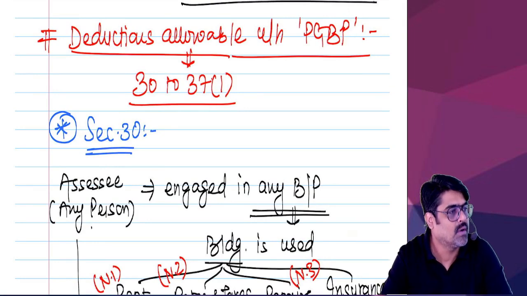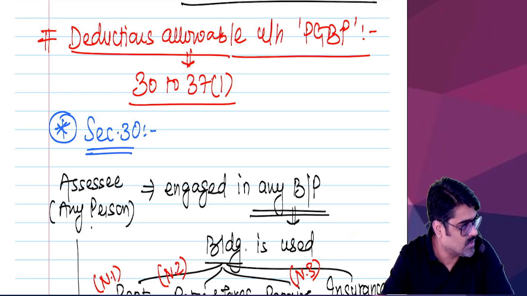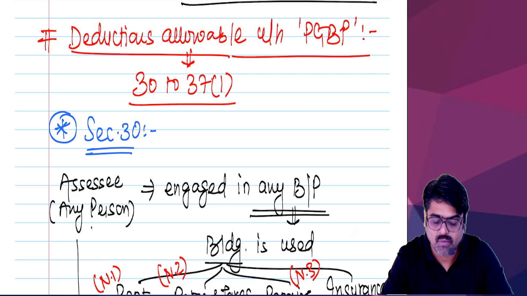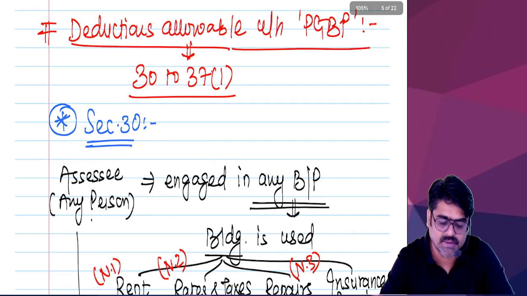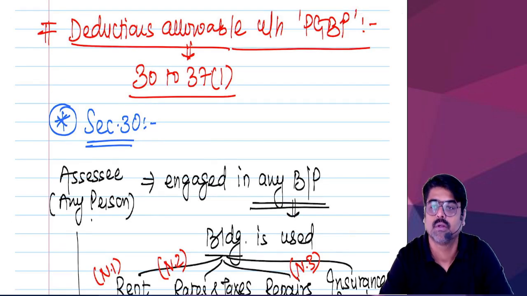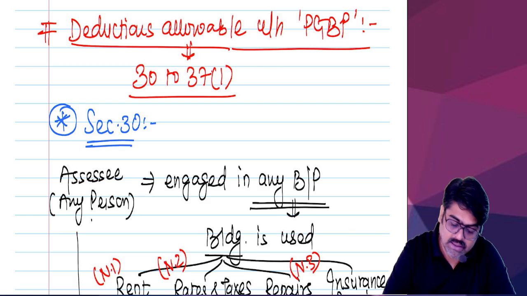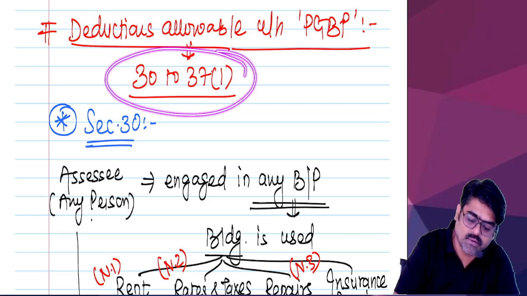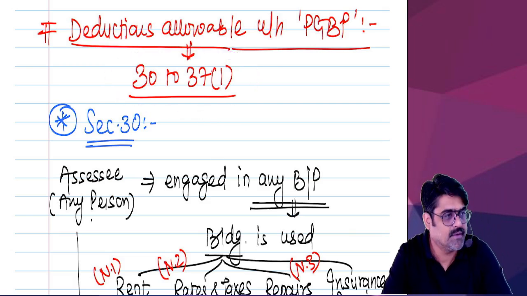After learning the first part, right now we are in a position to know that which incomes are taxable under PGBP head. Now, whatever incomes are taxable under PGBP head, from those incomes you are going to get deductions, and deductions are available from section 32. Now different types of deductions.